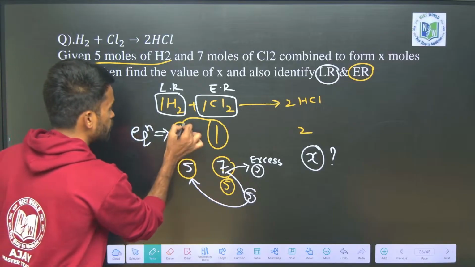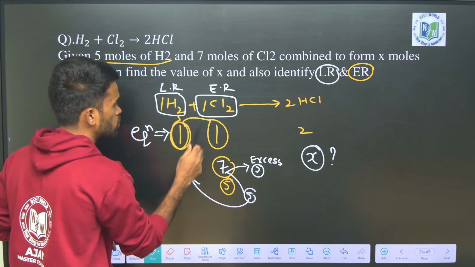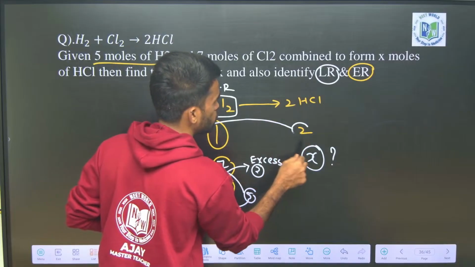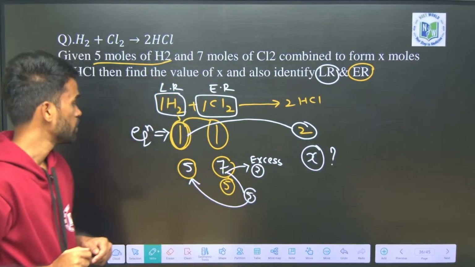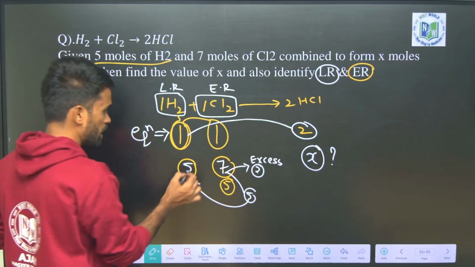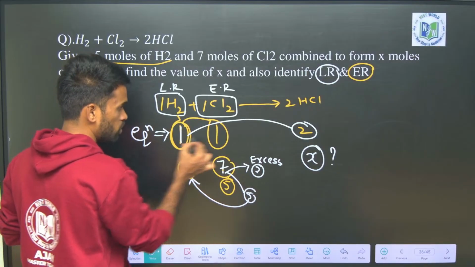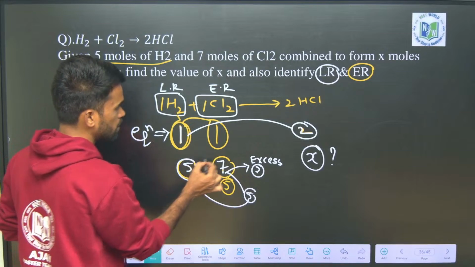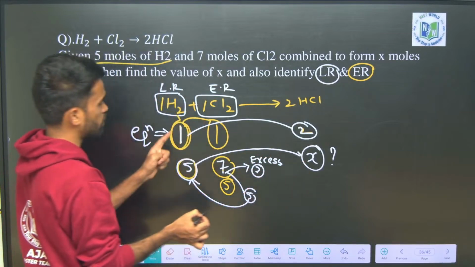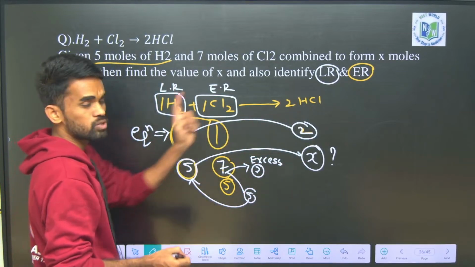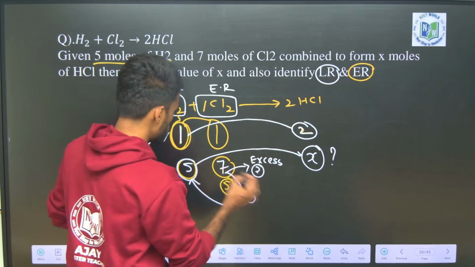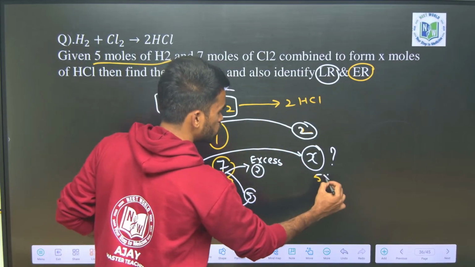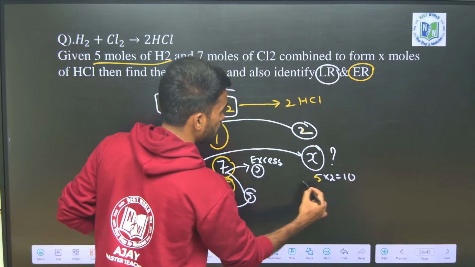So for every 1 mole of H2, we are getting 2 moles of HCl. So for every 5 moles, it should be twice that. For 1 mole, it is 2. For 5 moles, it should be twice of it. So it will be 5 into 2, that is 10. So what is the value of X here?